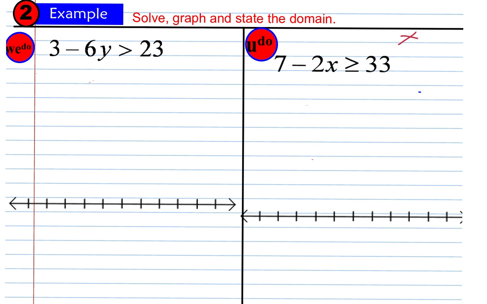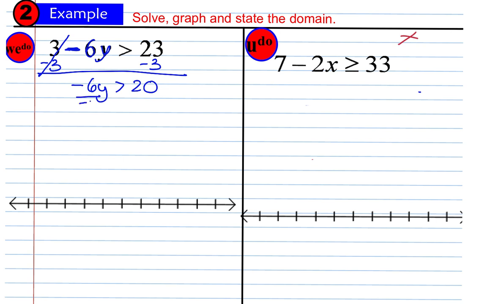So for this problem, we have to be very careful because this variable has a negative 6 in front of it, so we're going to have to switch the inequality symbol. And you're going to see what happens in a second. First thing, we're going to get rid of that positive 3. The opposite of positive 3 is negative 3, so subtract 3 from both sides. Those are going to reduce and go away. So we have negative 6y is greater than 20.